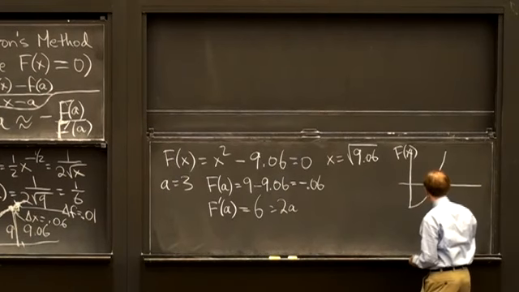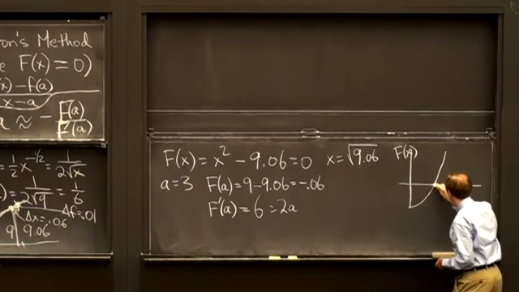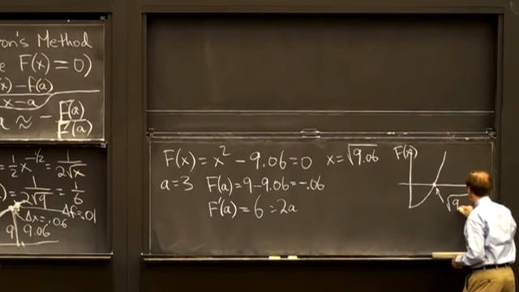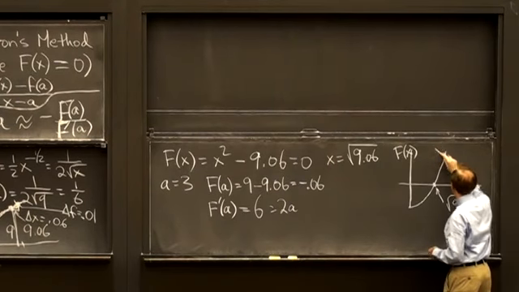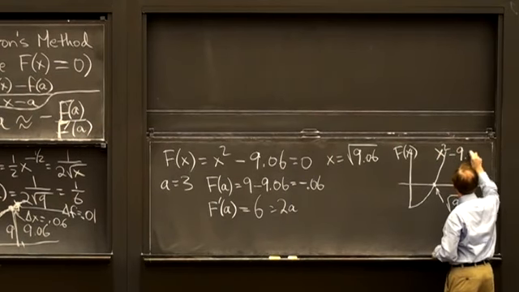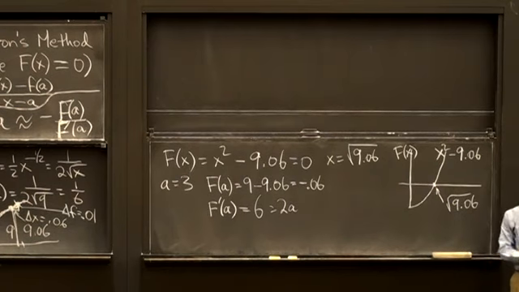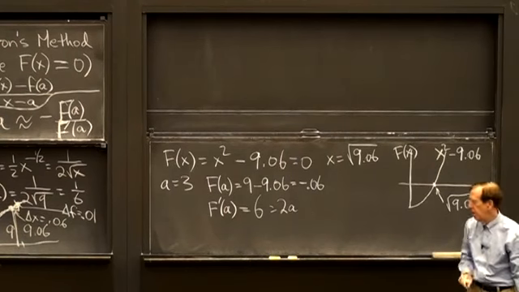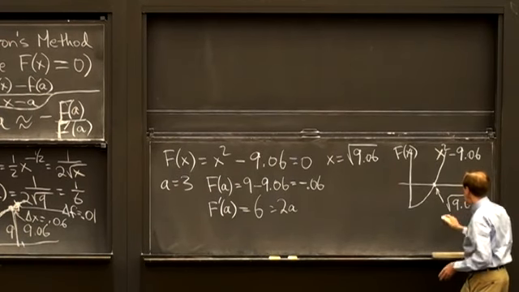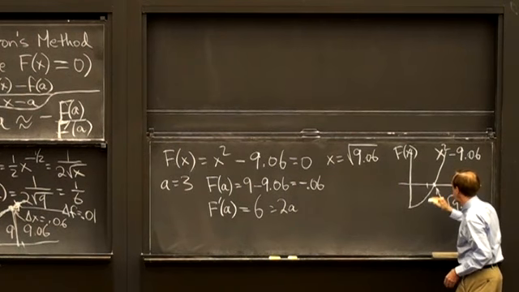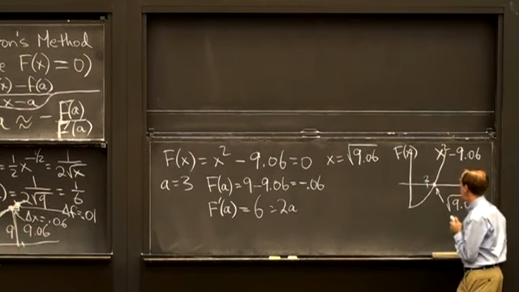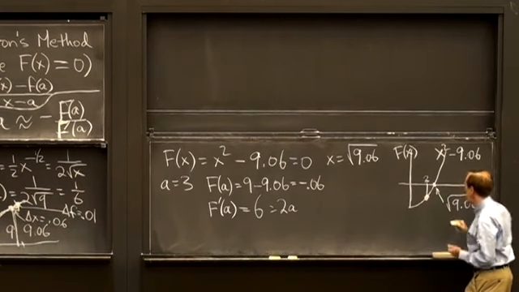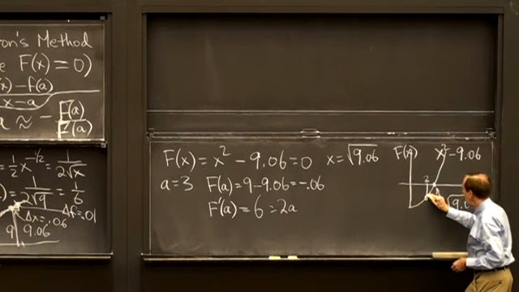And this is the point I want, the square root of 9.06. I've graphed the function x squared minus 9.06. That's the point I'd like to find. I'm not expecting to find it exactly. What I do is I have a nearby point, 3. At 3, I do know the exact value, and I know the slope.